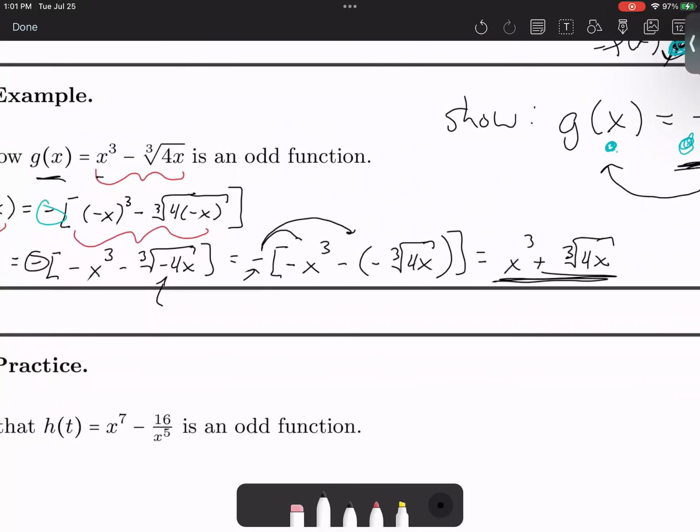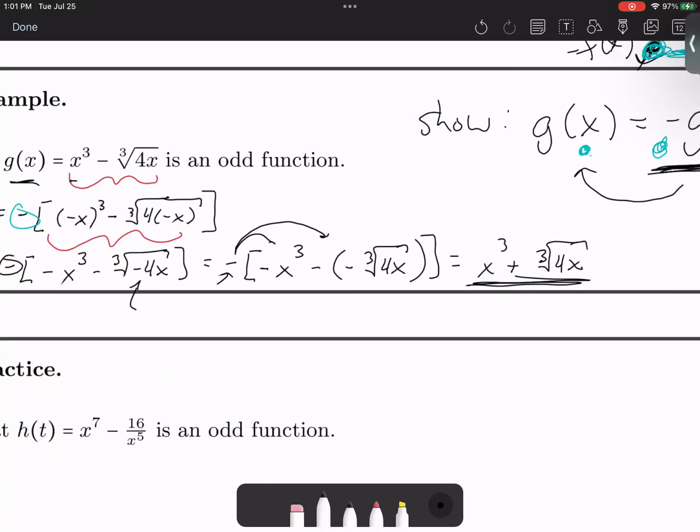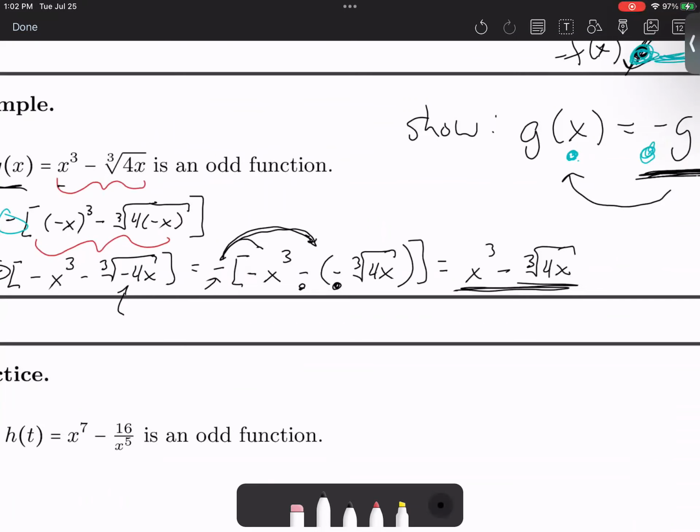Oh, what happened? Oh, no, I'm sorry. This negative and this negative turn it into a positive. But then when I distribute this negative through, it turns it back into a negative. That should be a negative number. There we go. So now x cubed minus cubed root of 4x is the same thing as my original g of x function.